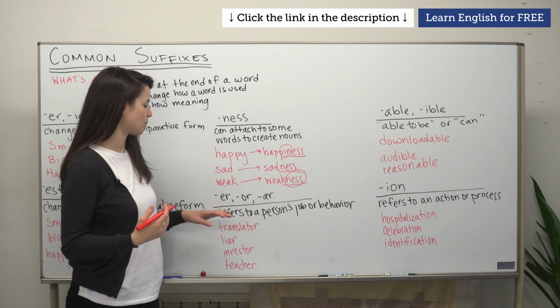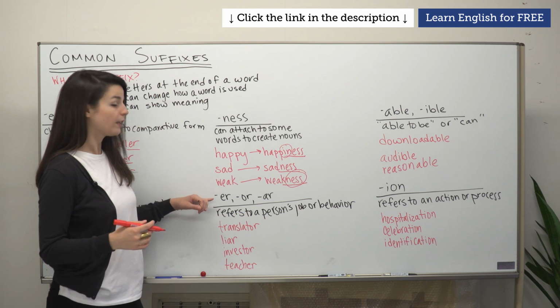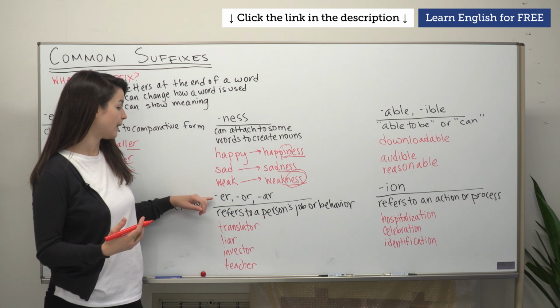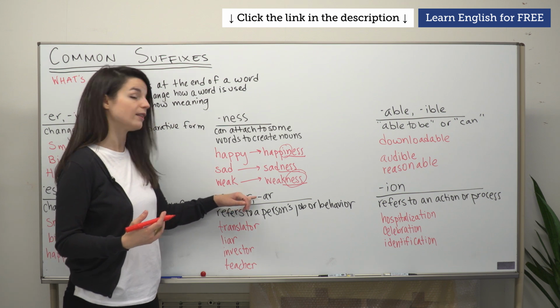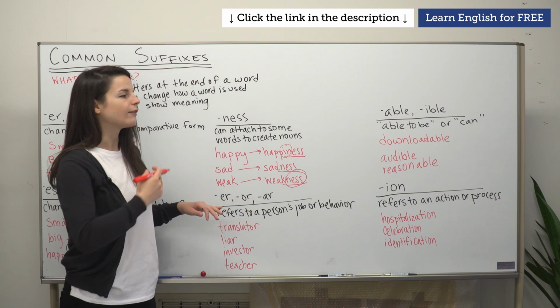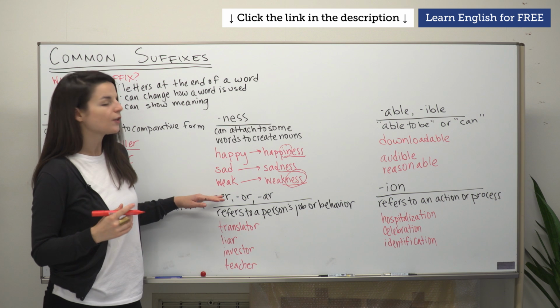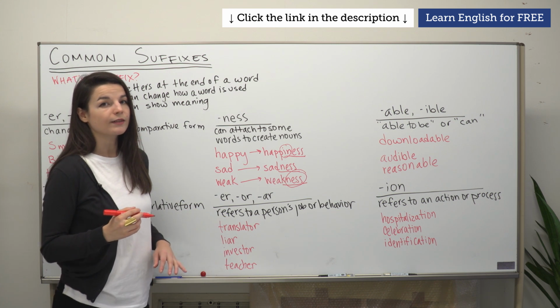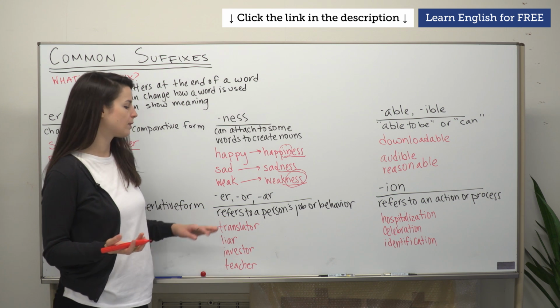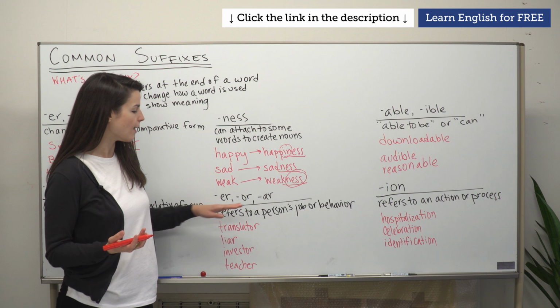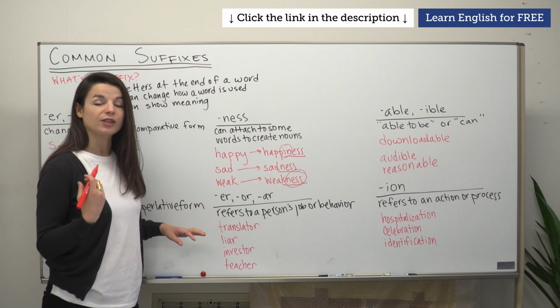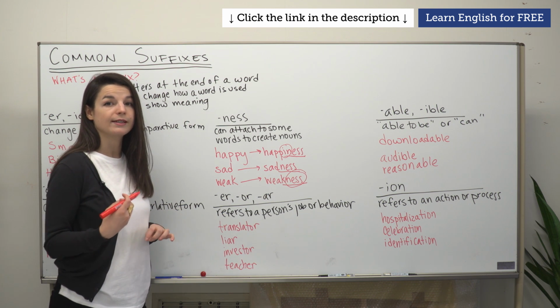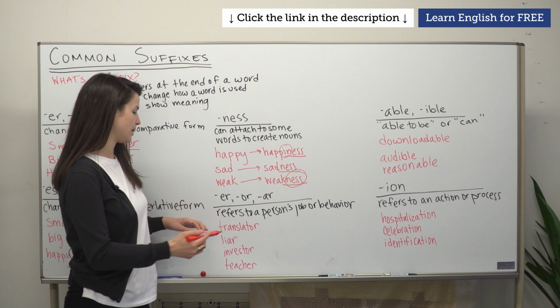We're going to look at three. The first is actually three suffixes. They are er, or, and ar. These are not the only uses of these suffixes, but they're very common. So er, or, and ar refer to a person's job or to a person's behavior. Let's look at some examples.